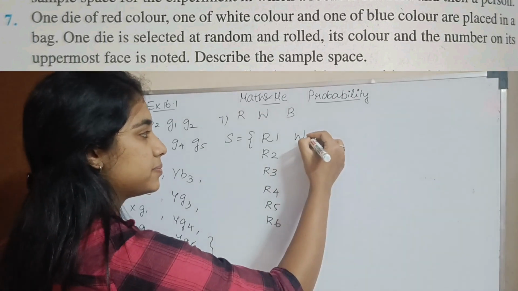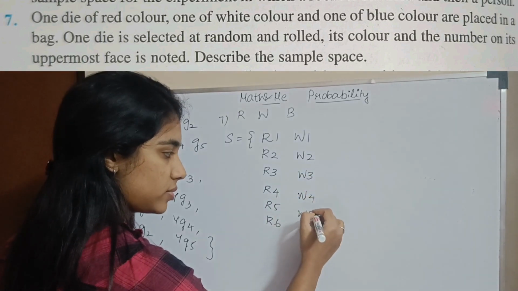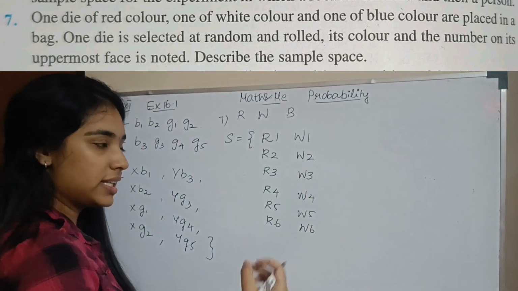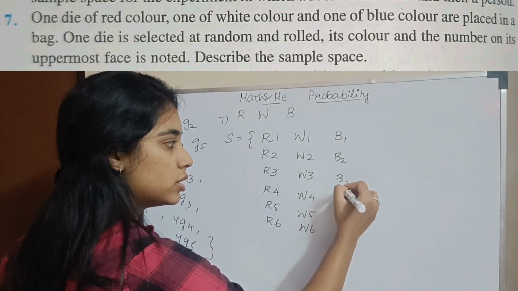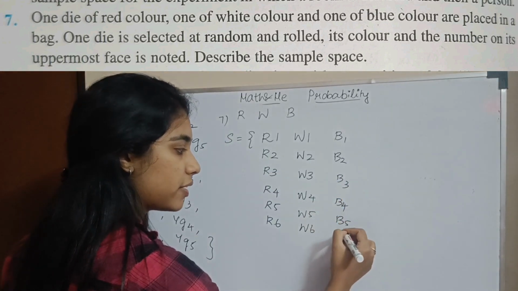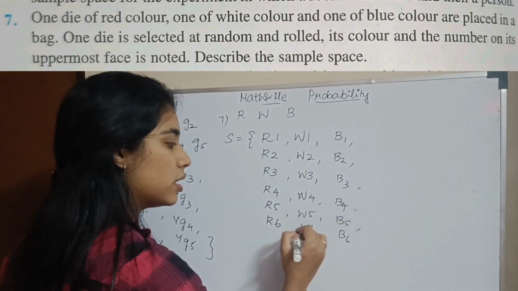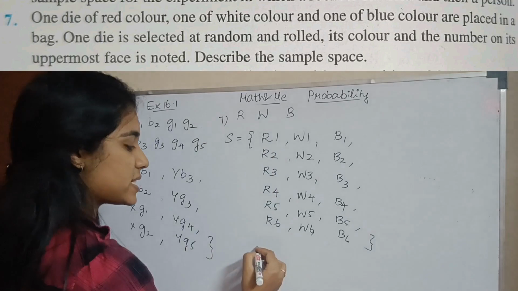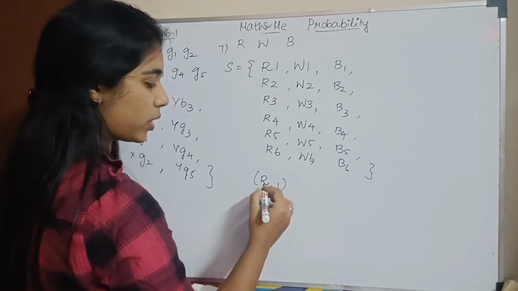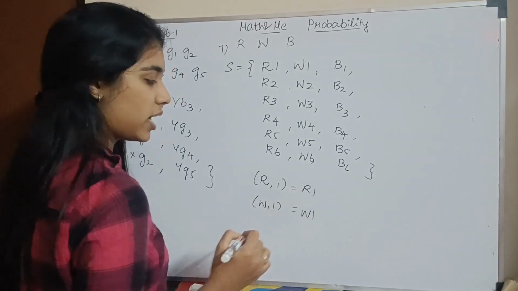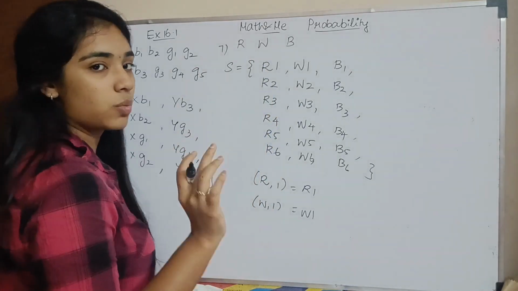What if you pick a white die? You have the same possibilities: 1, 2, 3, 4, 5, 6. If you pick a blue die, again B1, B2, B3, B4, B5 and B6. So these are all your possible outcomes in the sample space. Basically, picking a red die and getting the number 1, I will write as R1. R1, R2 is not red 1, red 2. Basically you pick a red die and you get the number 1. That is what R1 is.